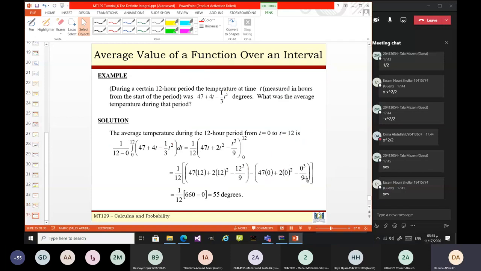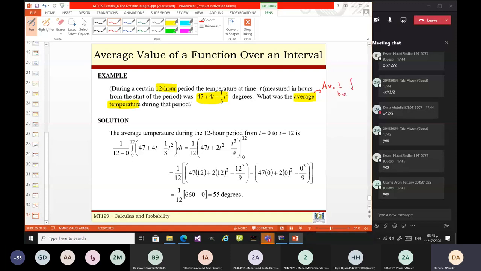I thought that was the last example. It is not. We still have one last example to go through. During a certain 12 hours period, the temperature at a time t, measured in hours from the start of the period, was given by this. This is the function. What was the average temperature? Immediately when I see the word average, what is it talking about? I'm talking about the AV, which is 1 over b minus a, the integration from a to b of the function f of x. I'm talking about bounded integration, and outside I multiply by 1 over b minus a.